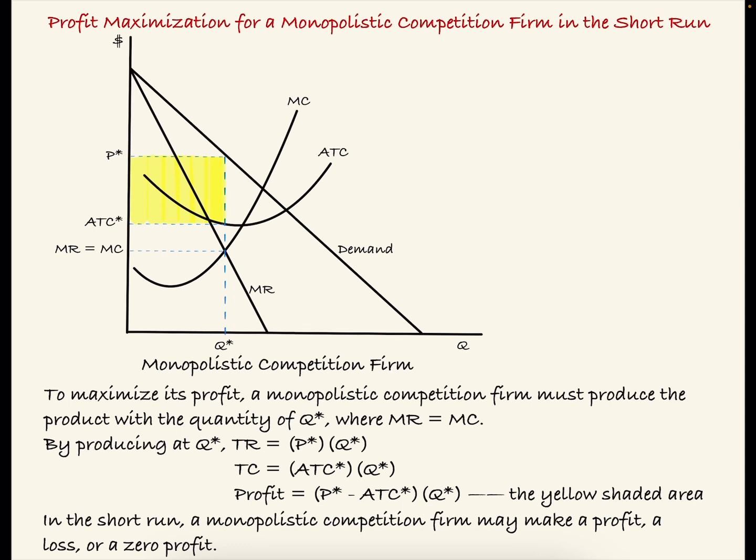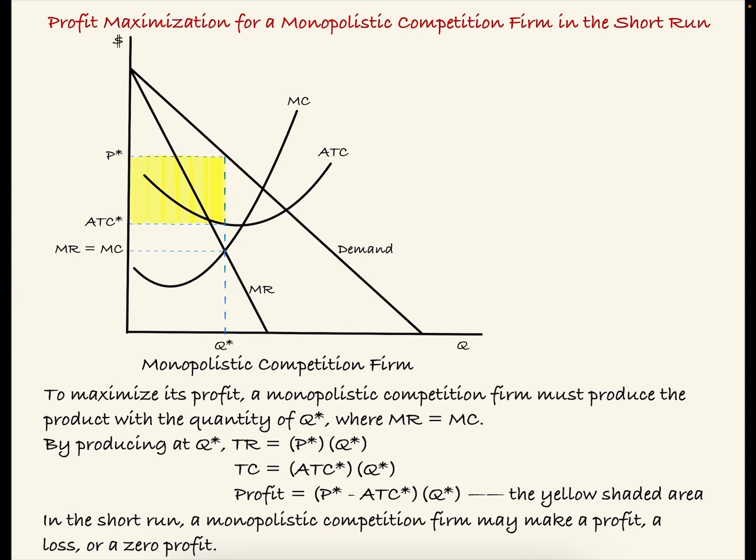Similarly, we must find the point on the ATC curve that corresponds with our Q star to find ATC star. And by producing Q star, our TR, or total revenue, equals P star times Q star. Our total cost equals ATC star times Q star. And remember that profit is total revenue minus total cost. So our profit is P star, or price, minus ATC star, or average total cost, altogether multiplied by our Q star. This can be seen in the yellow shaded area.